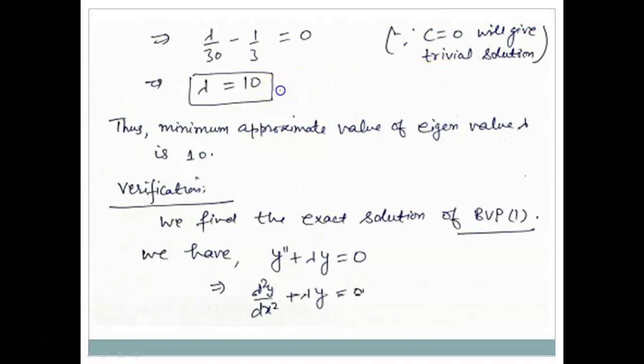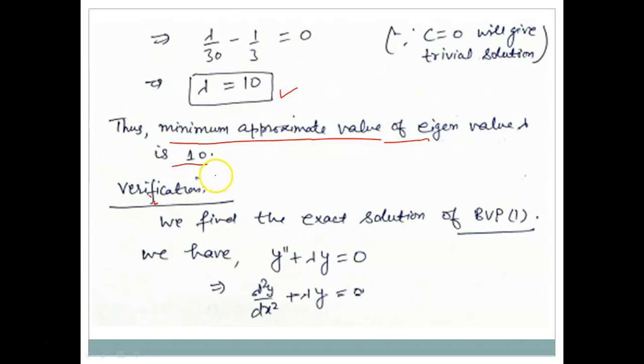So from here the value of lambda comes out to be 10. Thus you can say the minimum approximate value of eigenvalue lambda is 10.